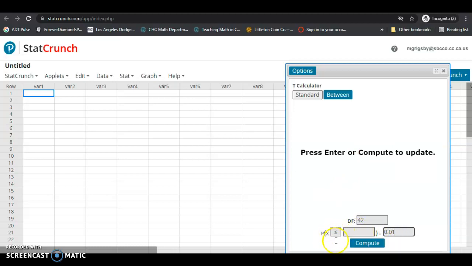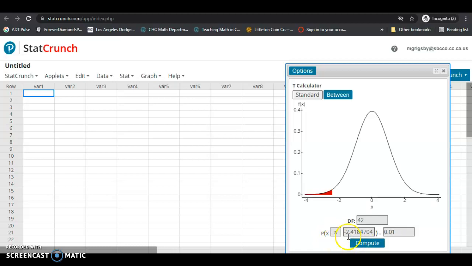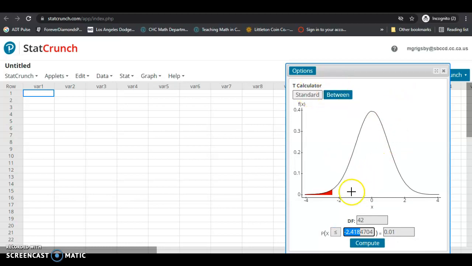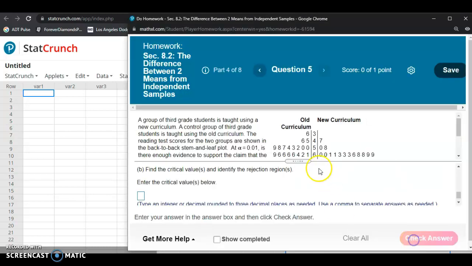Remember this is a left-tailed test, so you're selecting the less than or equal to symbol. So here the critical value is negative, negative 2.418. They're usually rounded to 3 decimal places. So negative 2.418 is our critical value. Remember when you use the T distribution for left-tailed tests, you should be getting a negative critical value. If this were a right-tailed test, your critical value will be positive. Let's enter that in as our critical value, rounded to 3 decimal places.